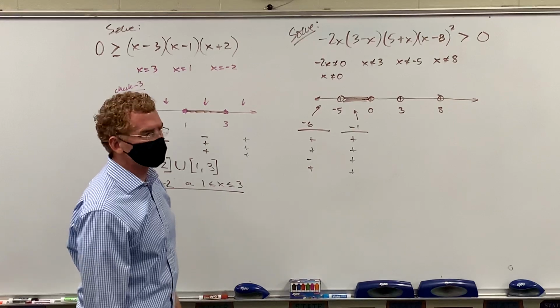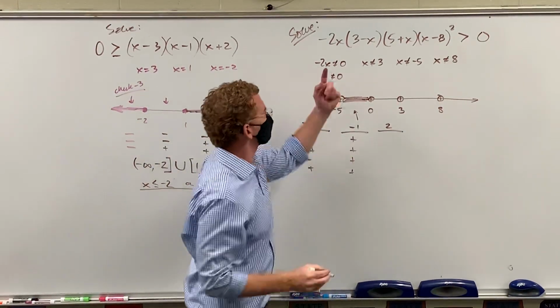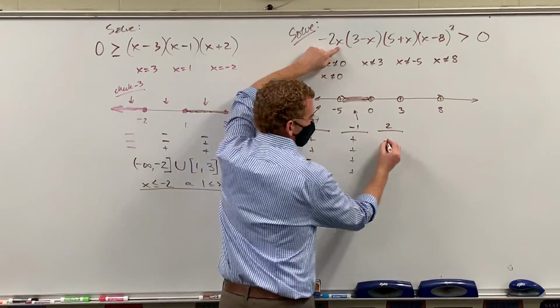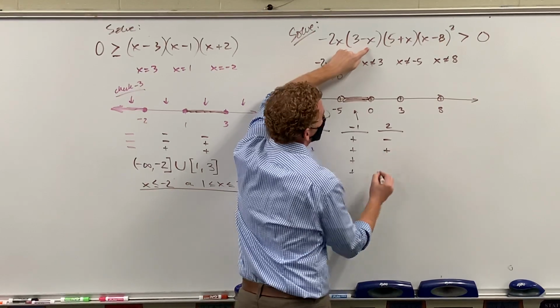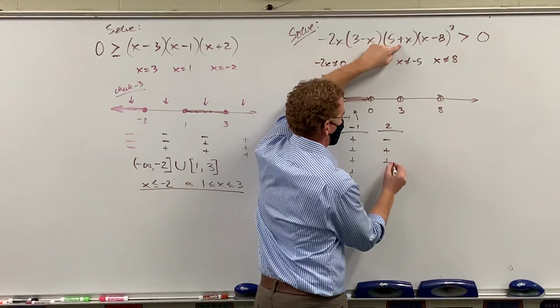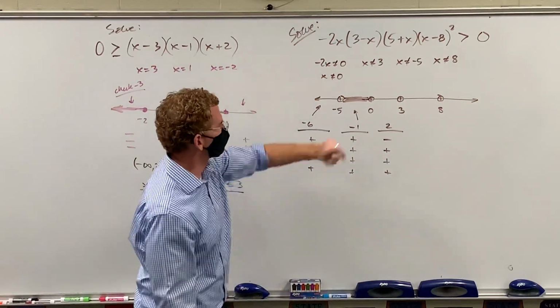What about 0 to 3? What do you want to check? 2 or 1, whatever. Somebody said 2. If I plug a 2 in there, negative. 2 in there, positive. 2 in there, positive. And in the end it's always positive. And then what does one negative give me? Negative. Don't shade it.